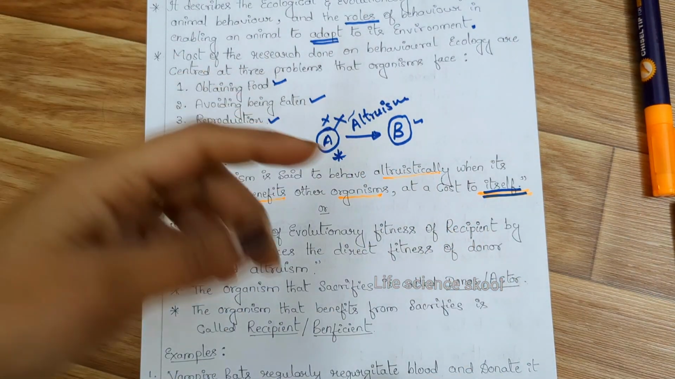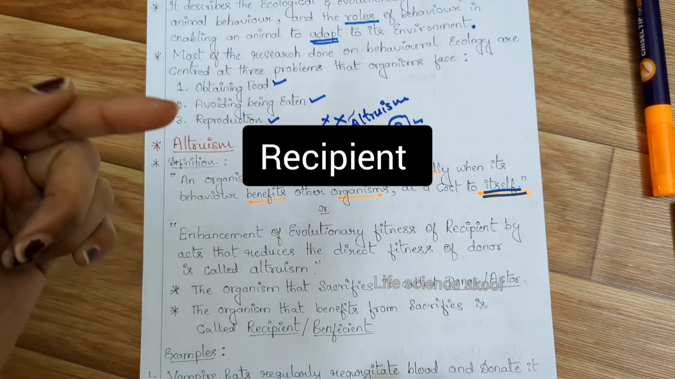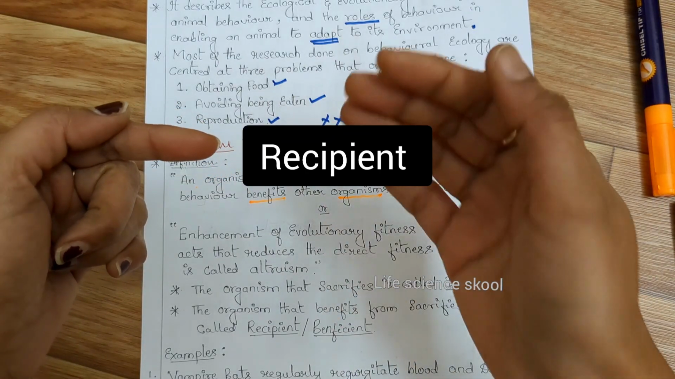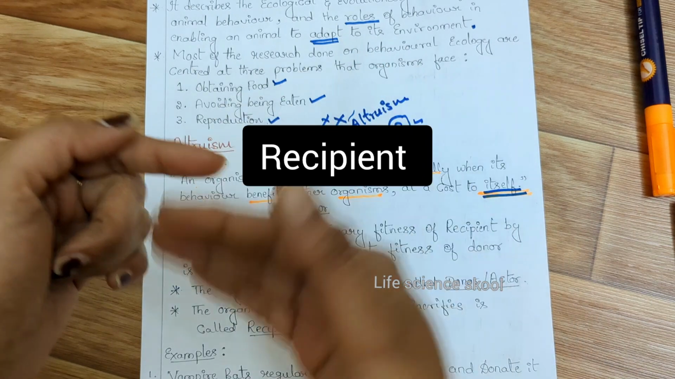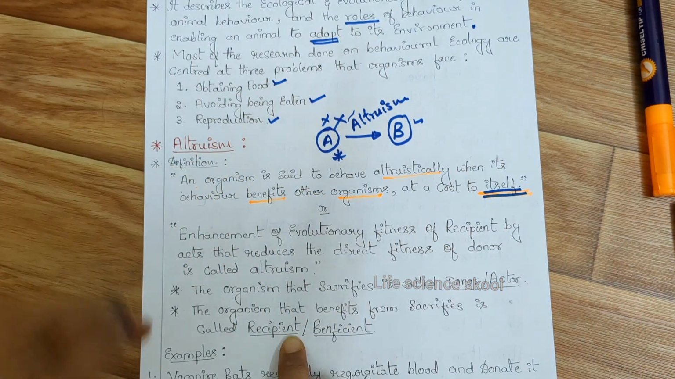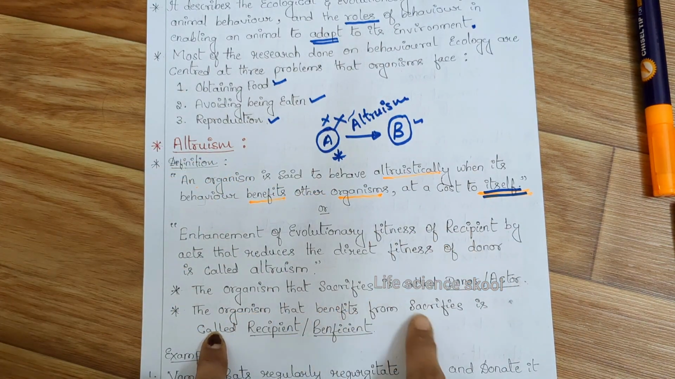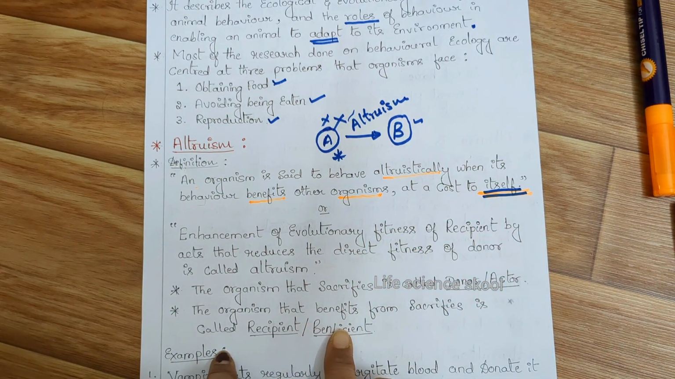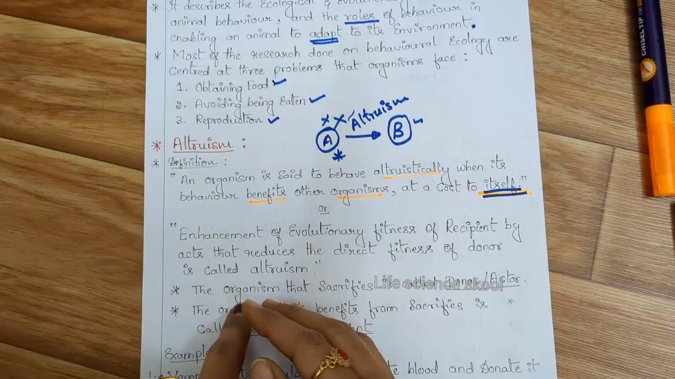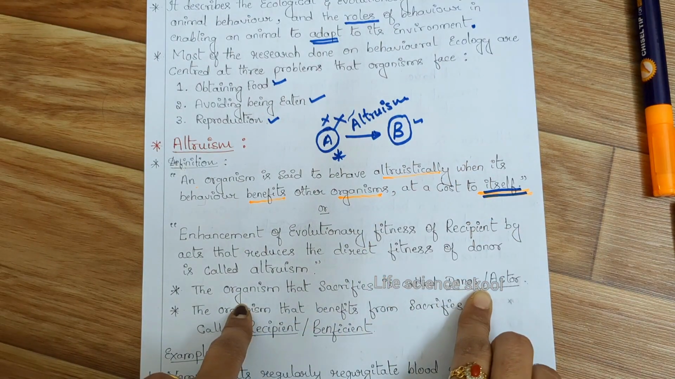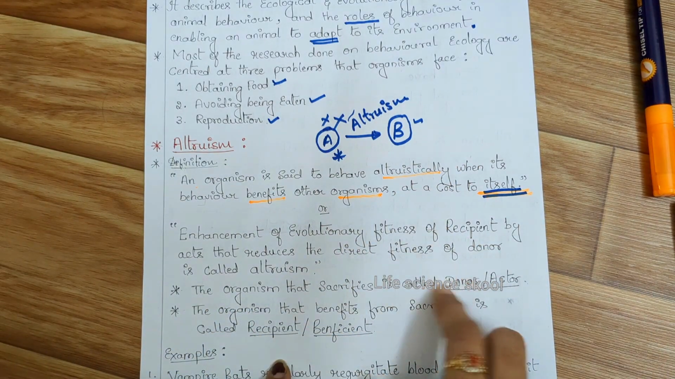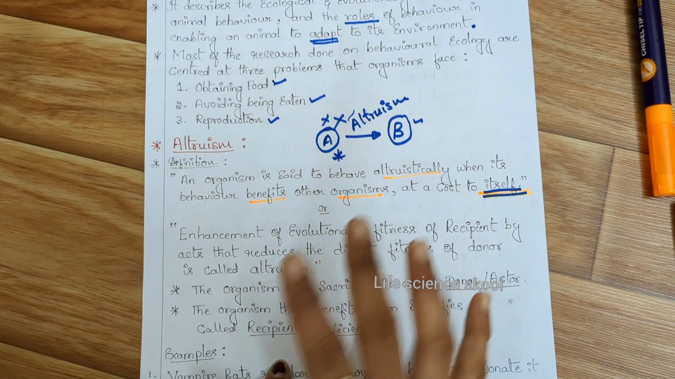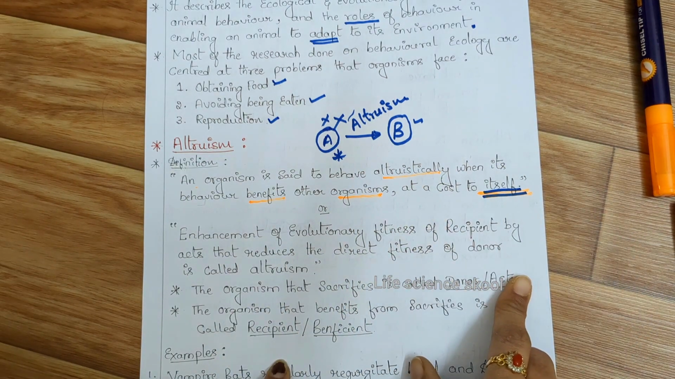The first one is a common English term, recipient. What is a recipient? It means the organism that is going to receive something from another organism. The organism that benefits from the sacrifice is called the recipient, or beneficiary. And the organism that sacrifices is called the donor. I guess you know the meaning of donor and recipient. You are not small kids, right? Donor, or you can say actor.